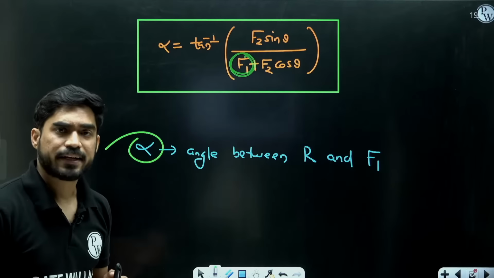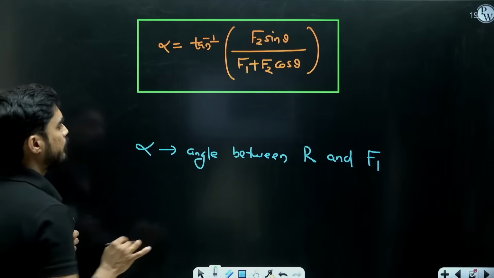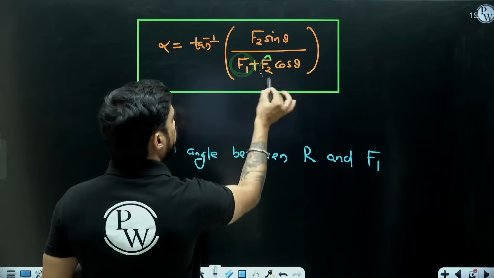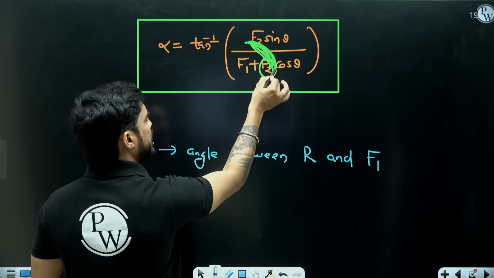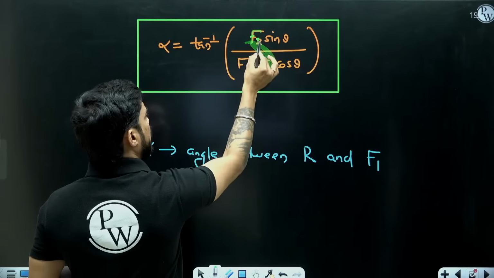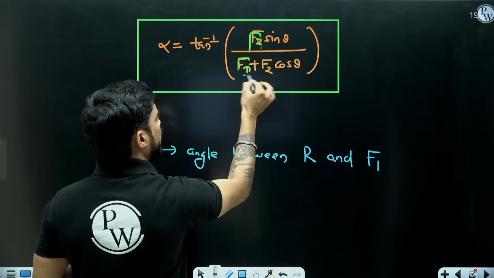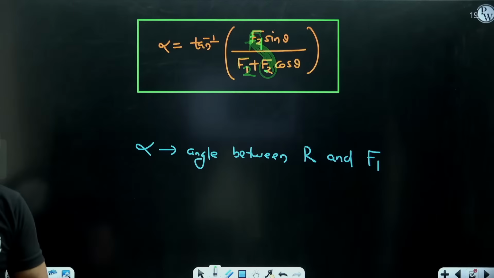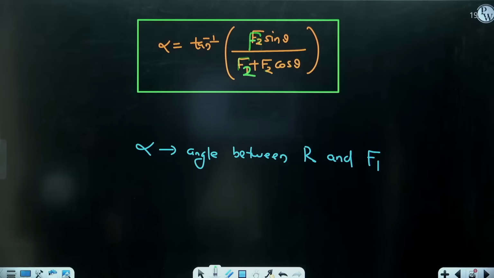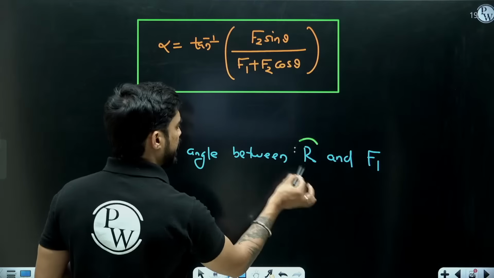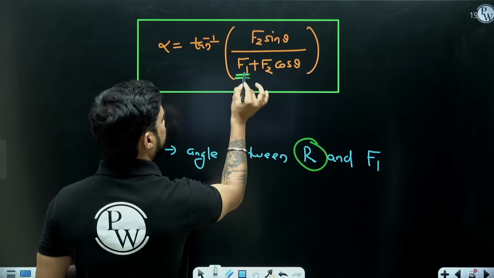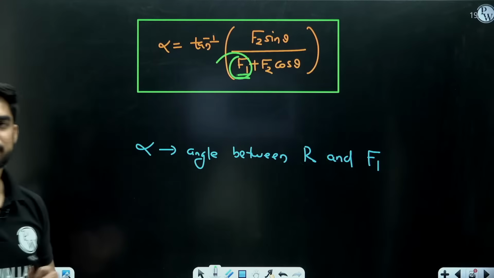Let's say you want to calculate the angle between R and f2. Then you just simply interchange them. Instead of f2 you write f1, and instead of f1 you write f2. Whatever formula we have written is the angle between the resultant and f1. Okay. Chalo.